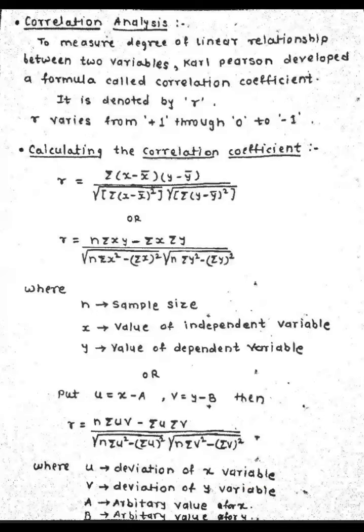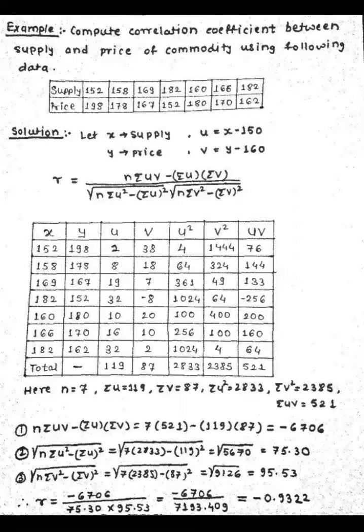So to understand this formula, take one simple example of how to calculate the correlation coefficient. Example: compute the correlation coefficient between supply and price of a commodity using the following data. So here this table is showing the values of supply and price. Let us begin with the solution. Let x be the variable denoting supply and y the variable denoting price.